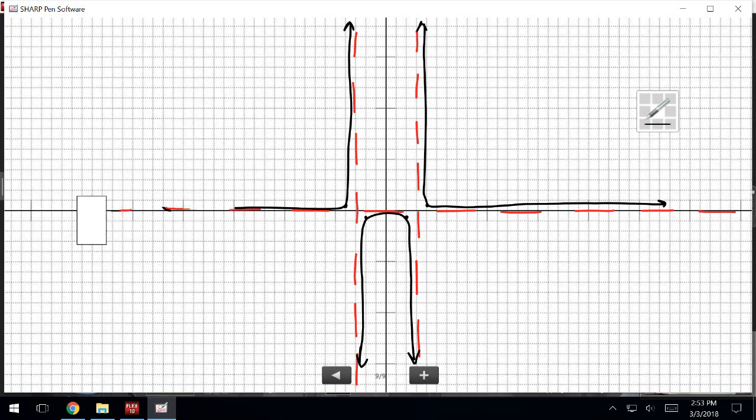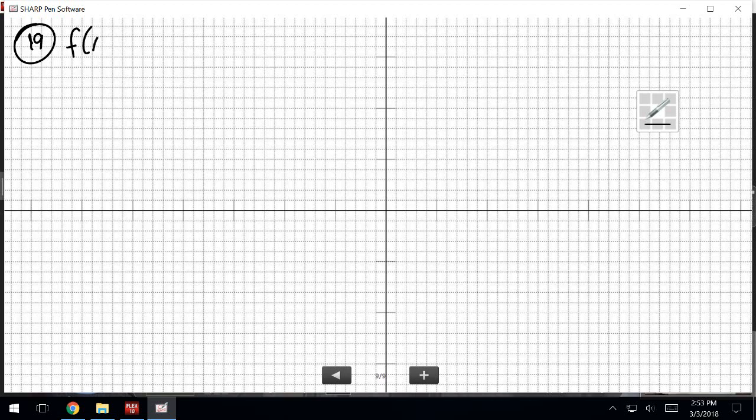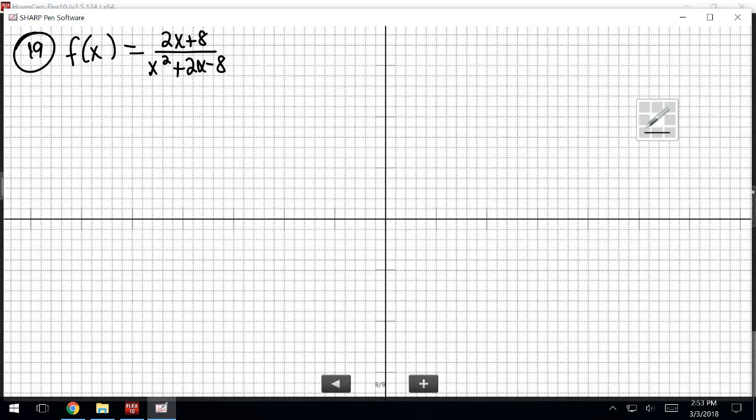All right, let's look at 19. Again, if I go too fast, all you have to do is pause it or rewind it. Okay, we only got 2 more left. Here we go, 19. All right, first things first. You have a degree of x to the 1 on the top. You have a degree of x to the 2 on the bottom. So for part A, your horizontal asymptote is going to be at y equals 0 because your biggest degree is on the bottom.